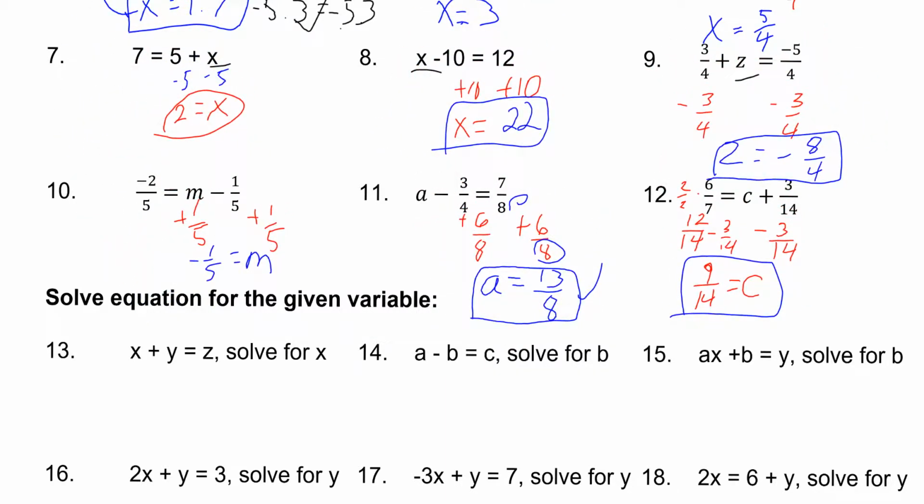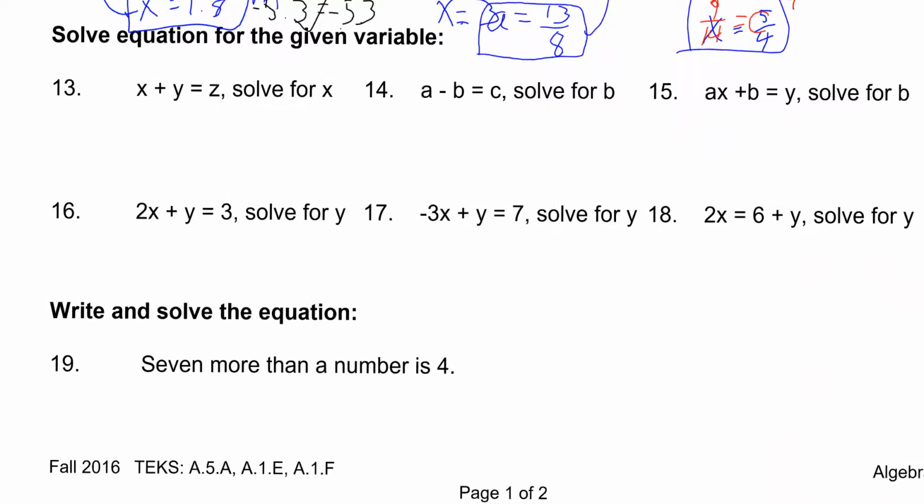And move everything up. So the next little bit asks me to solve each equation for the given variable. So number 13 is asking me to solve for x. And this is one of those things where we have no actual numbers, and that's going to seem kind of odd. But all we have to do in order to get the x by itself is to subtract y, right? So we subtract y from both sides, and that's going to be x equals z minus y. And that's what it is.